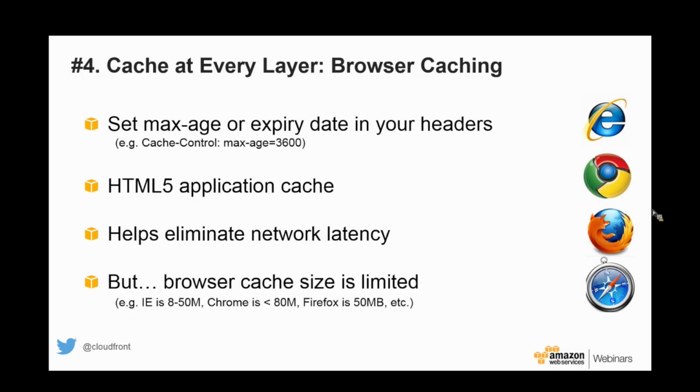HTML5 application cache, IE, Chrome, Firefox, they all have local caches available. So the way you configure this is by configuring the cache control max age header. The example I have here is 3600, which is in seconds, so that's 1 hour. So you're instructing the browser to cache that object for 1 hour. You're also instructing the CloudFront edge node to cache that object for 1 hour.